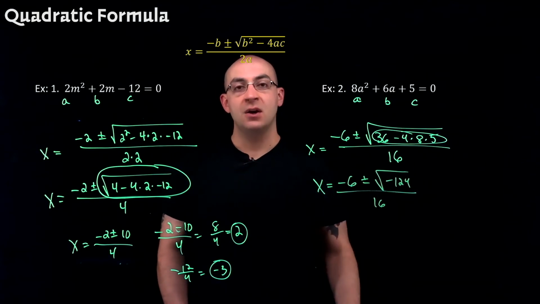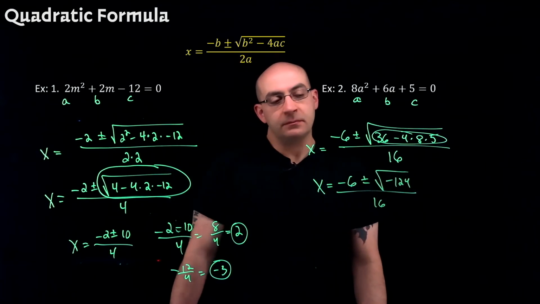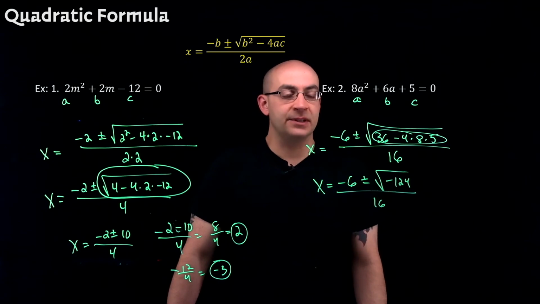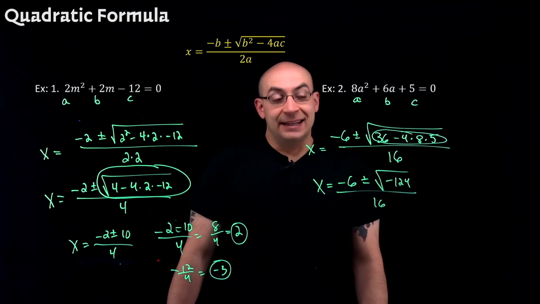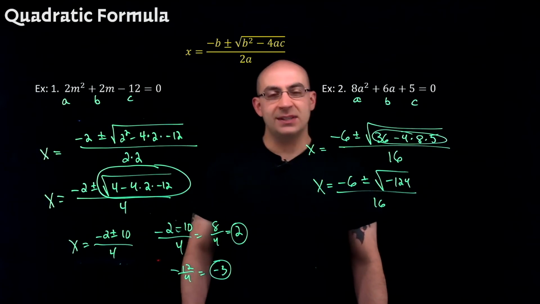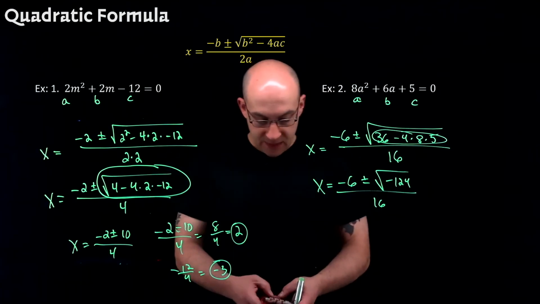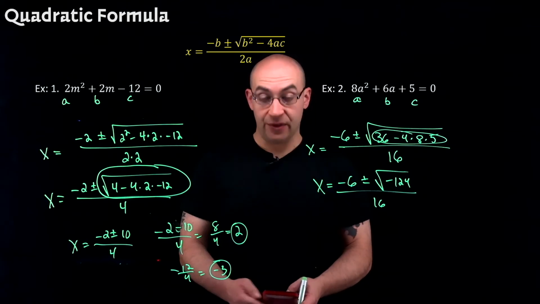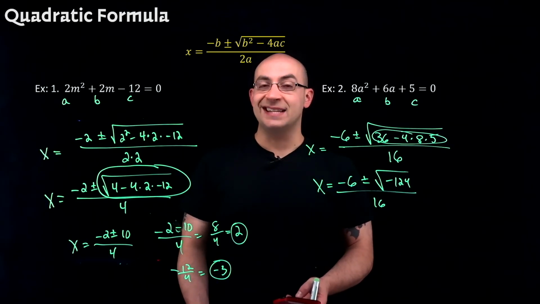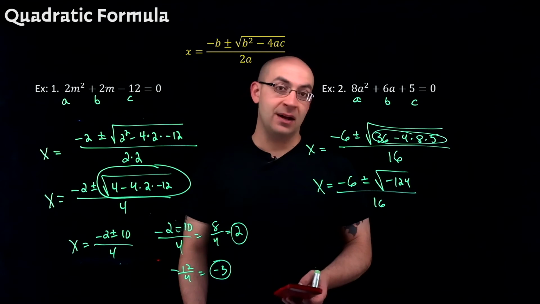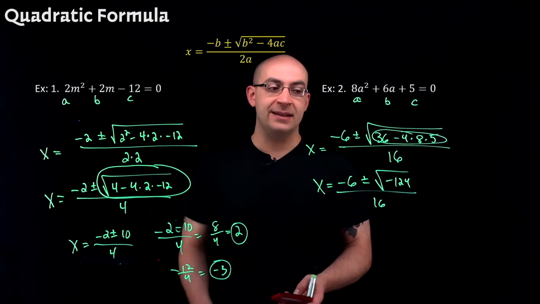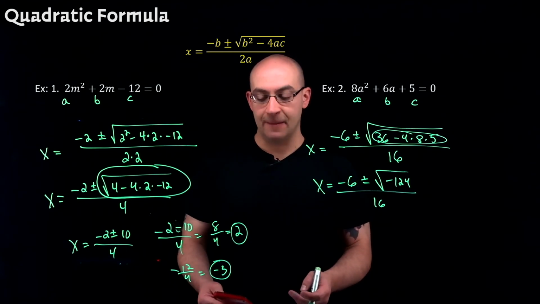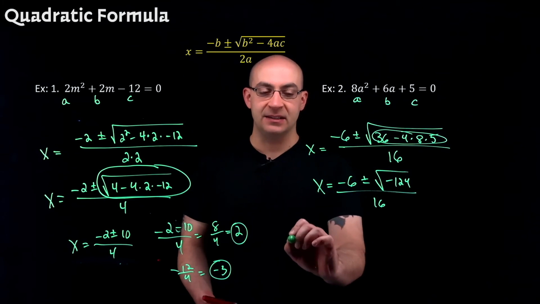Okay, now, with this negative 124, I need to see if I can pull out any perfect squares. It looks like 4 is divisible, so 4 is going to have to come out, but I want to see if there's a bigger number. So I know that 124 divided by 4 is going to be 31. Now, 31 is actually a prime number. I can't factor anything out of it, so that's what I'm going to be looking for here. So let's simplify this and clean this up a little bit.